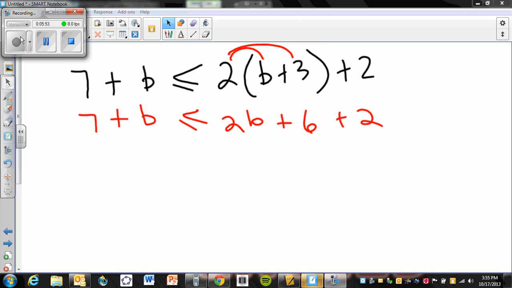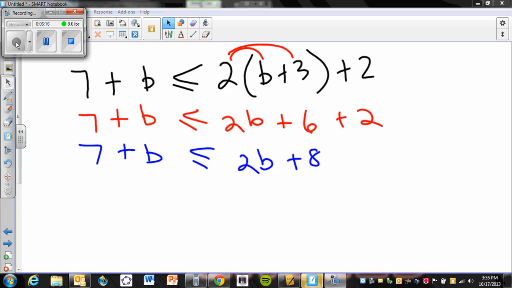Distribute that 2 to both of those. 2 times b is 2b. 2 times positive 3 is plus 6. Rewrite it. 2b plus 6 plus 2. And 7 plus b less than or equal to on that side. Now we combine like terms. Our 6 and our 2 add together to make 8.